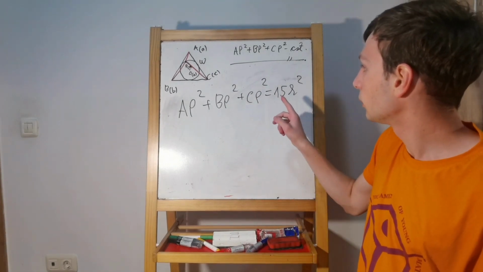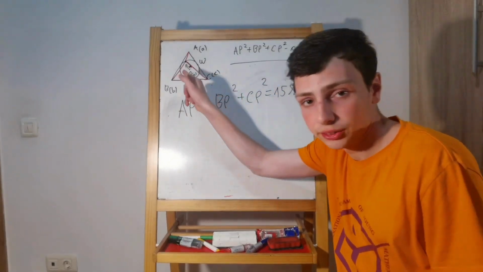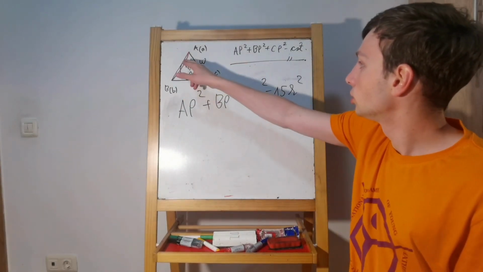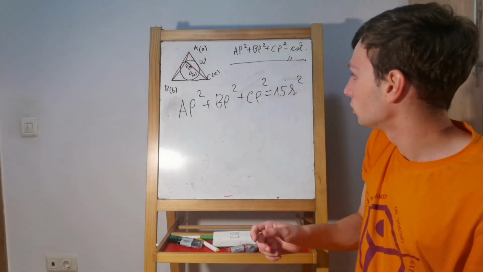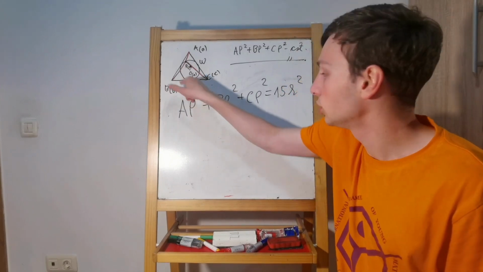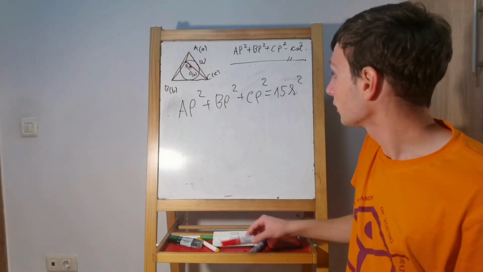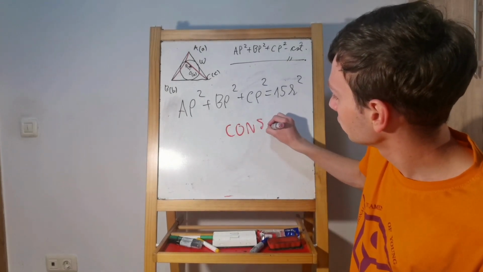And because the radius of the incircle does not depend on the choice of the point P on the incircle, this sum will be constant no matter where we choose the point. And that is the proof. So this is constant.